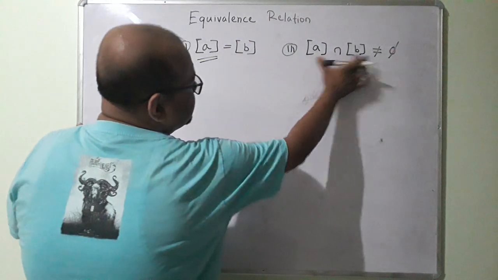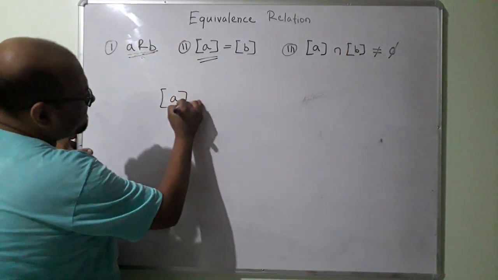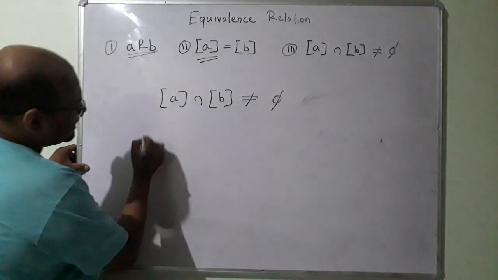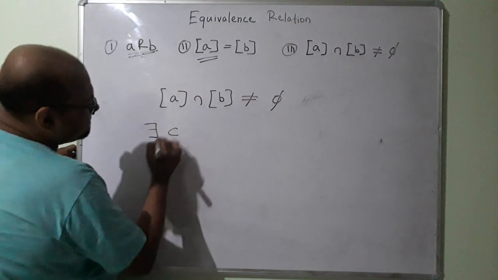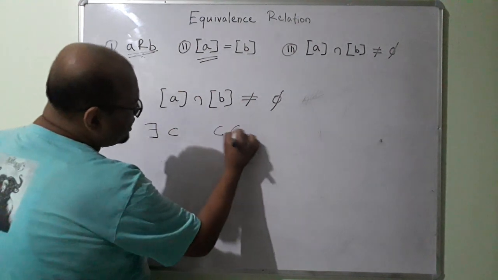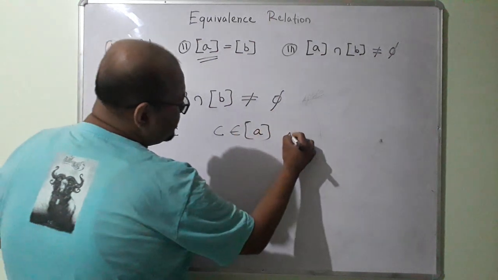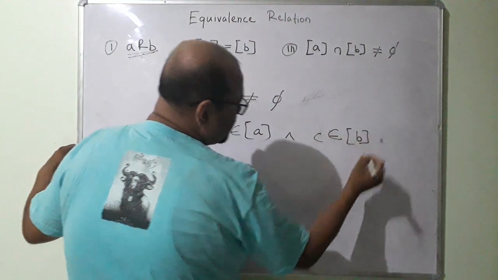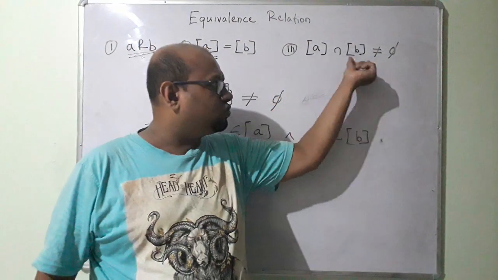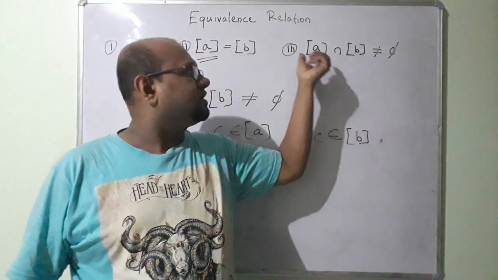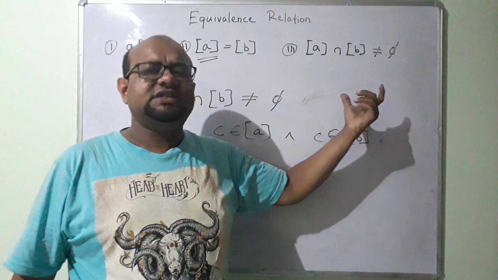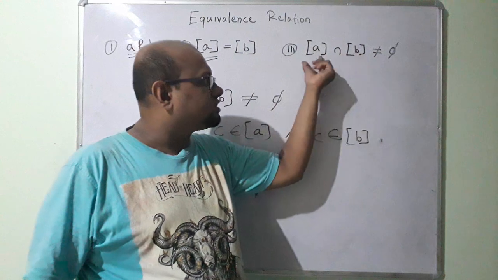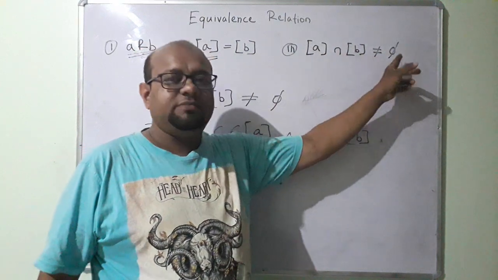Okay. This means A intersection B is not equal to the empty set. That means what? There exists some C such that C belongs to A and C belongs to B. Since the intersection of these two sets, which are equivalence classes, and from the definition of equivalence class we know they are sets, is not empty.